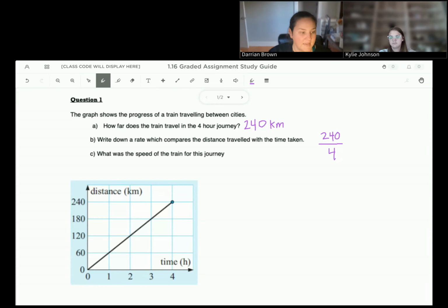Okay, part C, you need to think about it a little bit. Part C says, what was the speed of the train for this journey? What do y'all think? What was the speed of the train for this journey? How could we figure that out? There's a couple of ways.